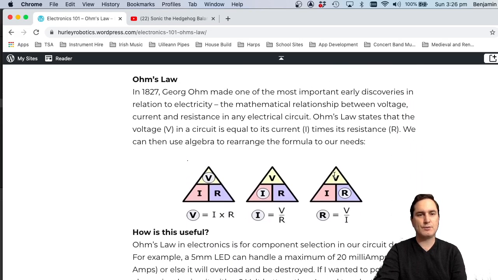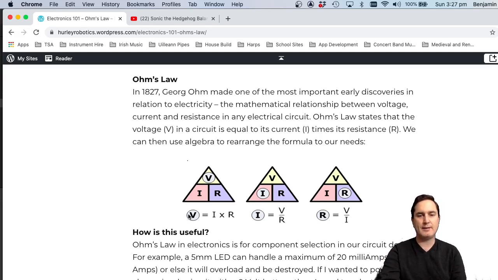Okay, now Ohm's law, very important, discovered and published rather in 1827. Georg Ohm discovered the mathematical relationship between these three characteristics of electricity. So the mathematical relationship between volts, current, which is I, and resistance, which is R. Okay, now I've got this little diagram here which shows the formula in three different arrangements. So depending on which one you're wanting to find out, if you have the answers for the other two, you can figure out what the third one is.